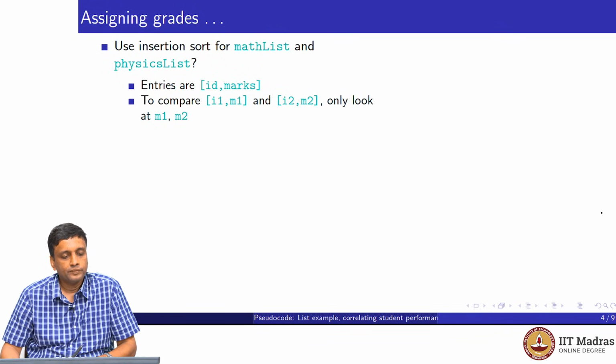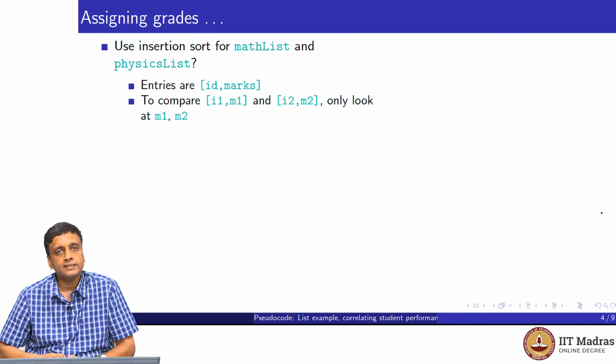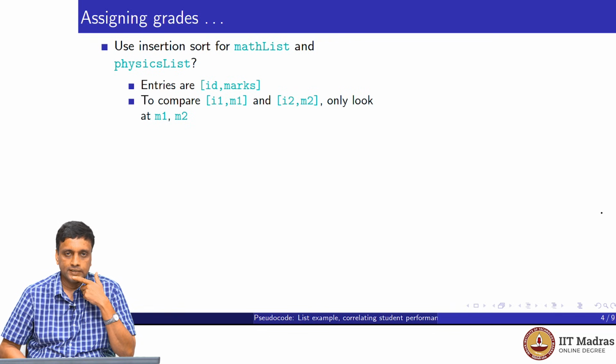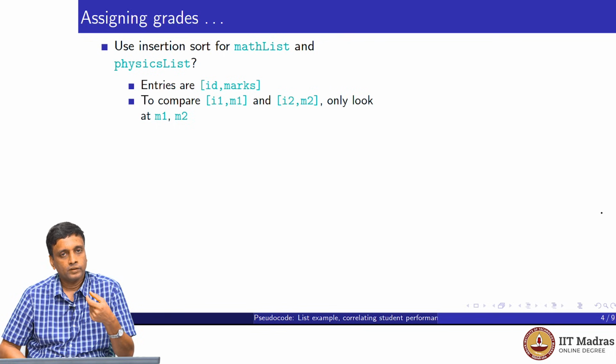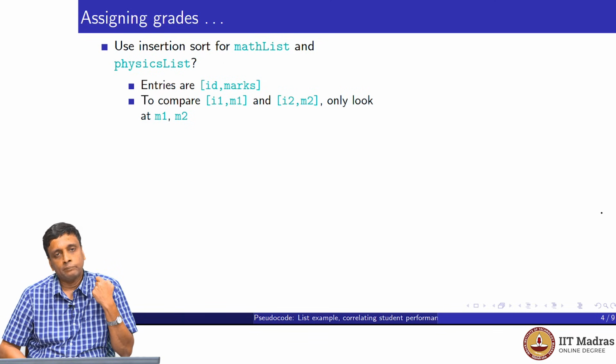Now we need to sort it. We could use insertion sort. But as we said before, the problem with insertion sort as we have defined it is that it doesn't have a natural way of comparing the entries in our lists, because now we don't just have marks, each entry is a pair, ID comma marks. We want to look at I1, M1 one pair and I2, M2 another pair, and compare them. But what we are really interested in is whether M1 is smaller than M2 or not. We are not really interested in I1 and I2. So we need to be able to take this list and extract out only the M1, M2 part.